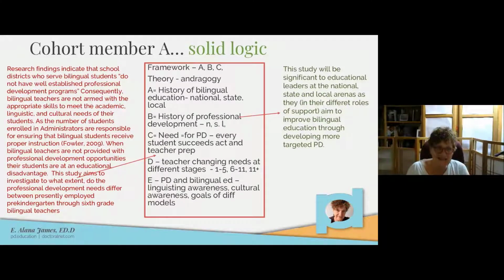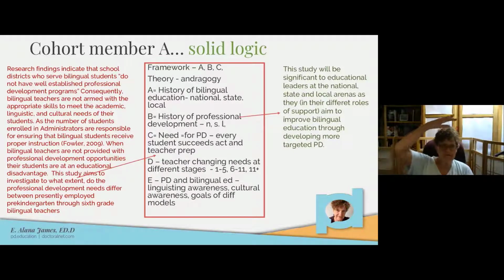In this case, there's a case for it, and that's the fact that national, state, and local is in both of those top few. And this person is setting up a significance of their work, of what they're going to study, being important at the national, state, and local level. So I appreciated putting those things in.